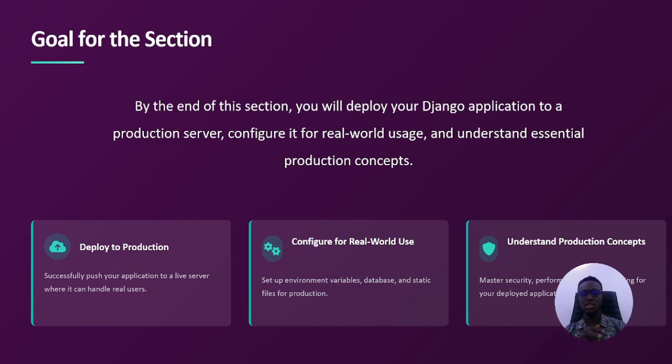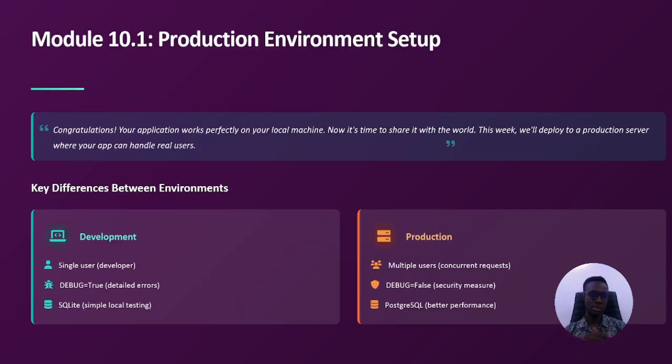By the end of this section, you'll see how to deploy your Django application to a production server and configure it for real world usage. Now, let's get right into it.